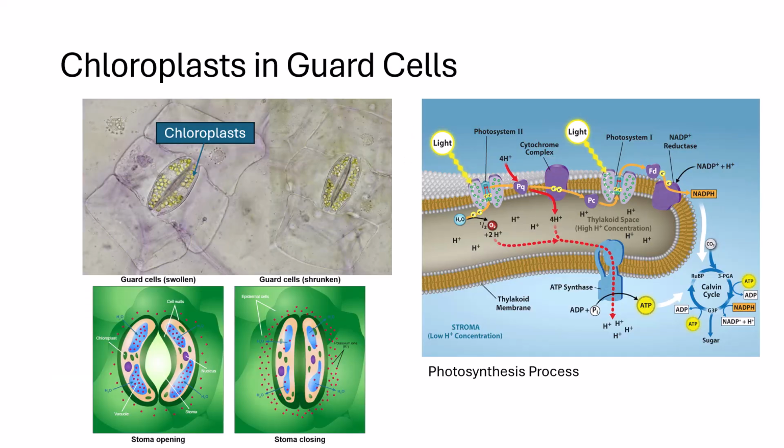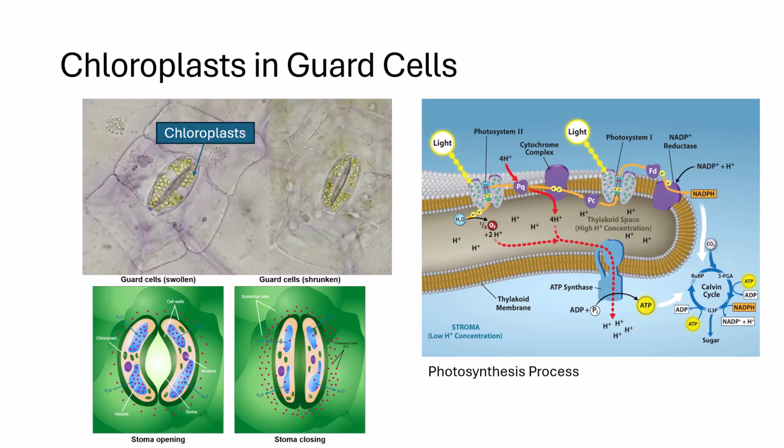You may notice that the guard cells contain many chloroplasts and wonder why that is. Chloroplasts carry out photosynthesis, which occurs in two main stages, the light-dependent reactions and the Calvin cycle. During the light-dependent reactions, light energy is used to produce ATP, a molecule that stores usable energy for the cell. In most leaf cells, that ATP is used in the Calvin cycle to convert carbon dioxide into sugars.